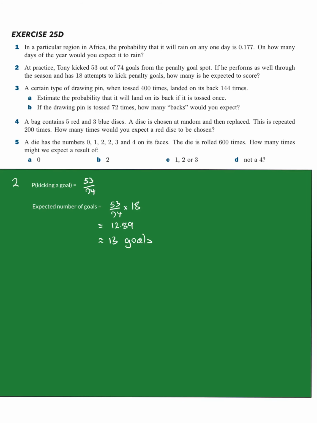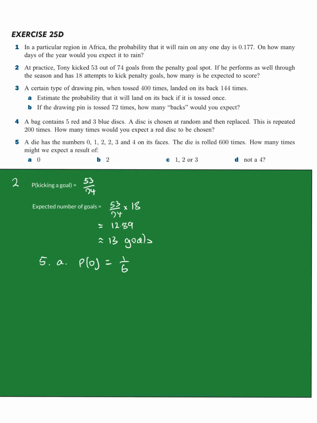Let's have a look at question number 5. A die has the numbers 0, 1, 2, 2, 3, and 4 on its faces. The die is rolled 600 times. How many times might we expect a result of? Okay, so let's look at A. A is the probability of getting a 0. Well, if you have a look at here, there is only 1 zero out of 6. So the probability is 1 over 6.